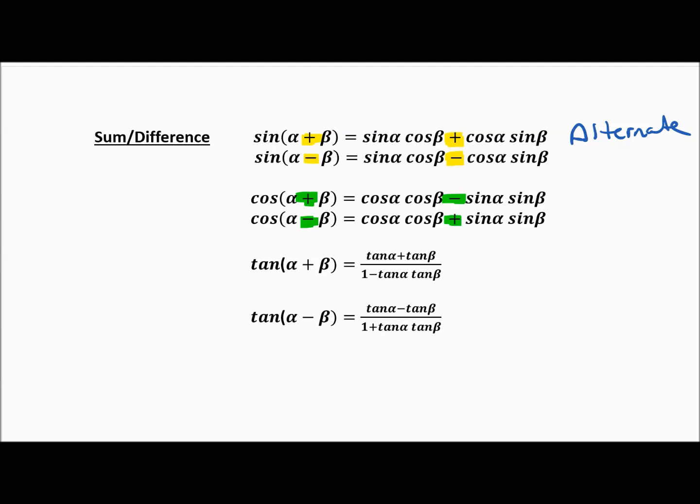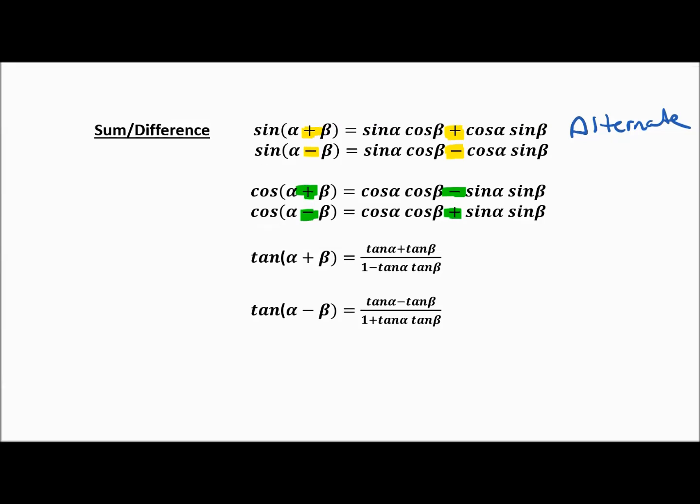It's cosine, cosine, sine, sine. So notice if you have cosine of alpha plus beta, it's cosine of alpha, cosine of beta. Change the operation, sine of alpha, sine of beta. Again for cosine, cosine of alpha minus beta is cosine of alpha cosine of beta. Again, if it's minus, you change it to plus, sine of alpha sine of beta. Okay, and then for tangent, notice that first of all it's a fraction.